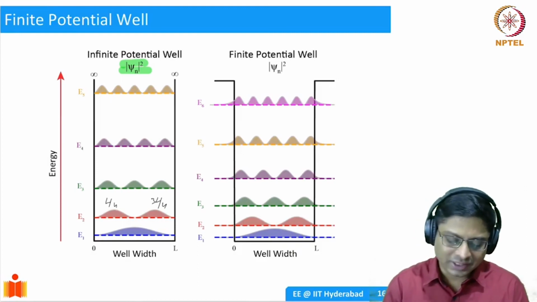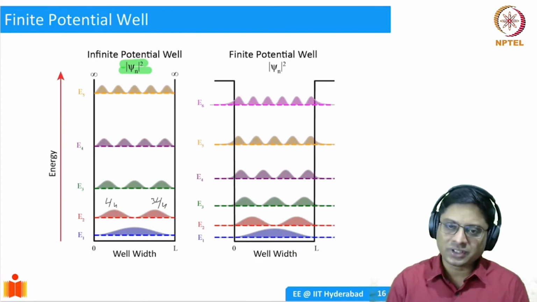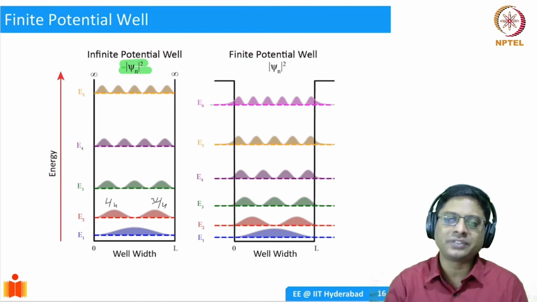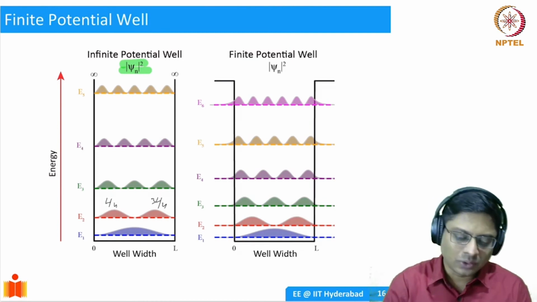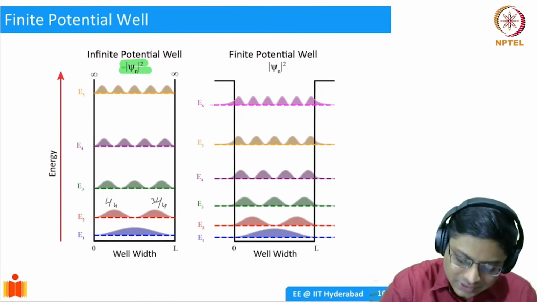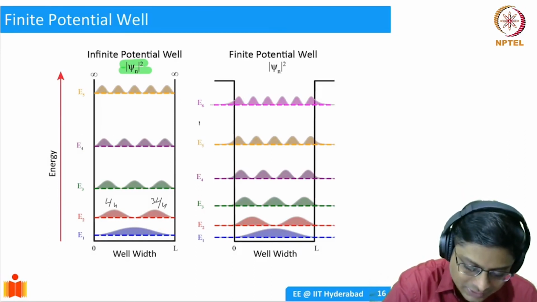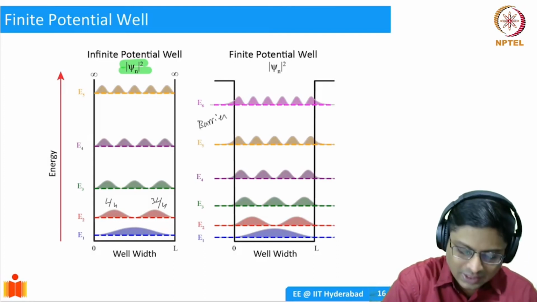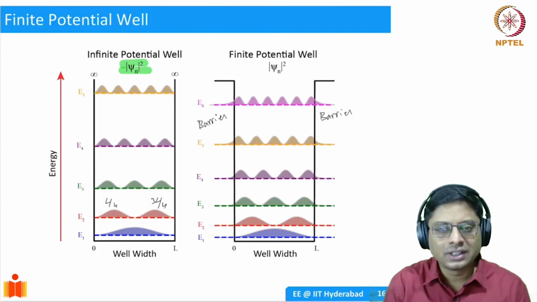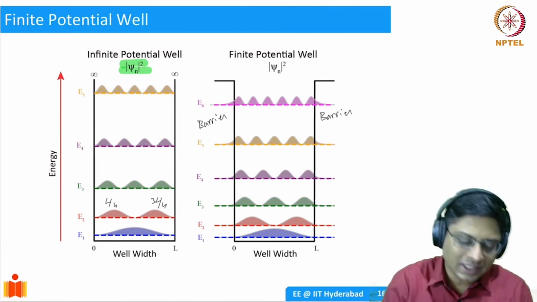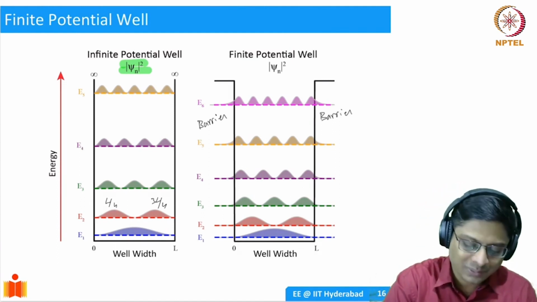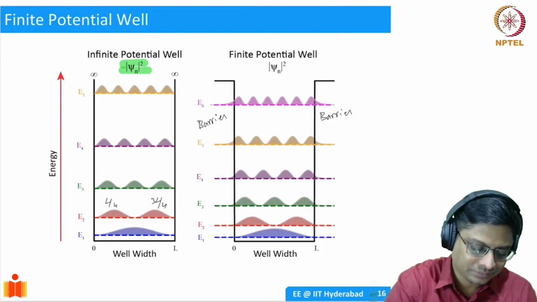So what this is telling you is that the wave function of a finite potential well is similar to the infinite case, but the only difference is that in the barrier regions, this is a barrier, and this also is a barrier, you have barrier regions. In the barrier regions also, there is a non-zero probability of finding an electron.